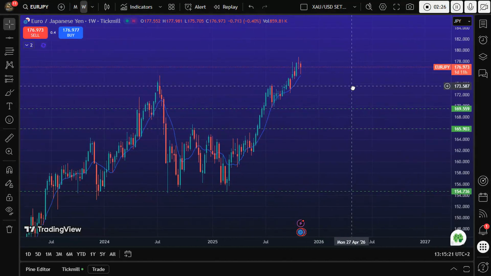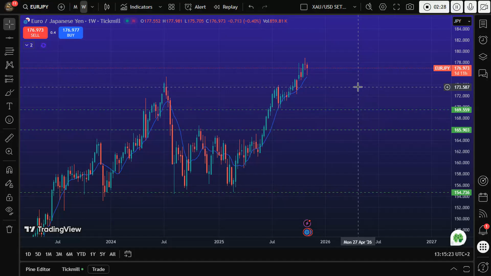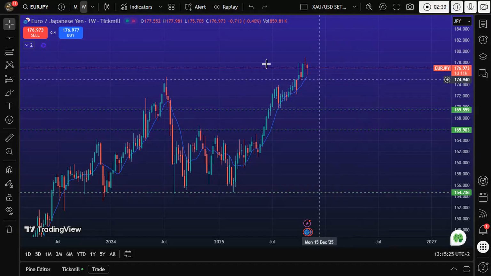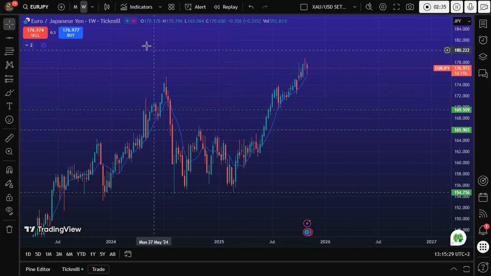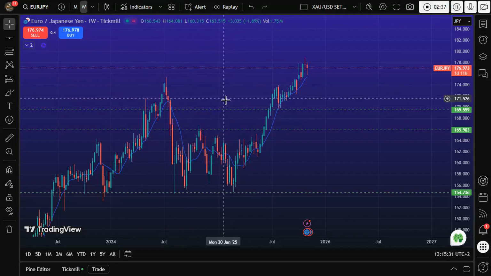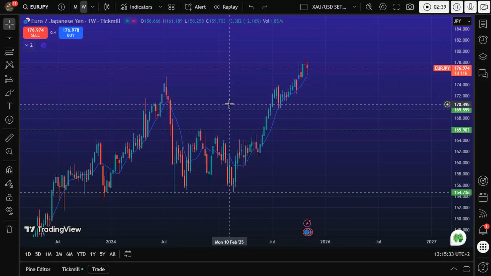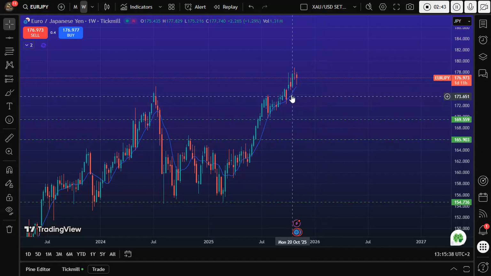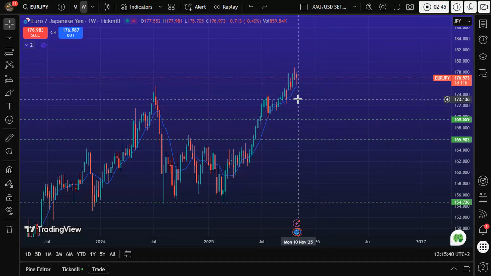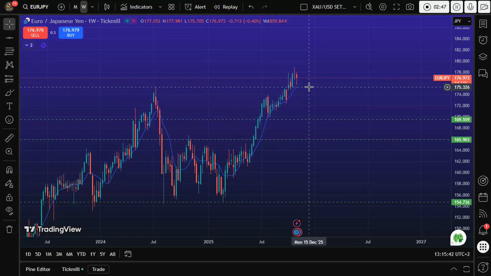So what I want to do, I want to analyze the trend. Of course, in order for me to analyze the trend, I'll have to scale up into a higher time frame, which is we are on 1 week time frame right now. So as you can clearly see here, the candlestick is on top of the moving average.